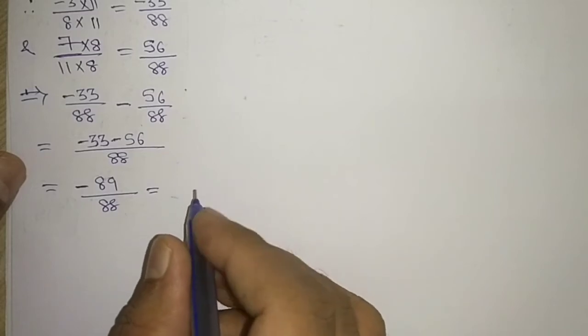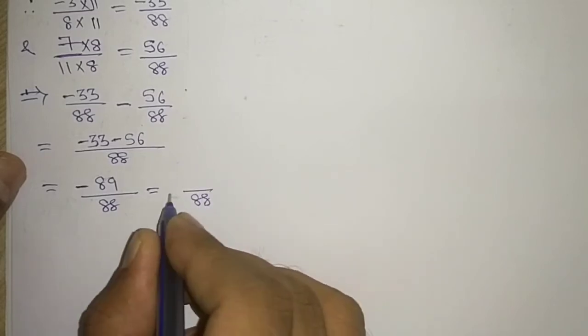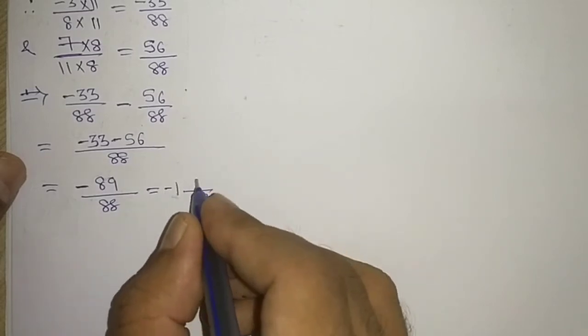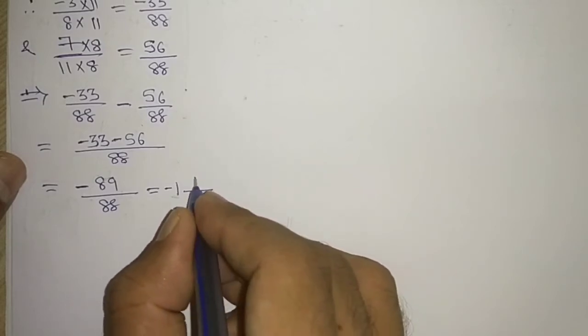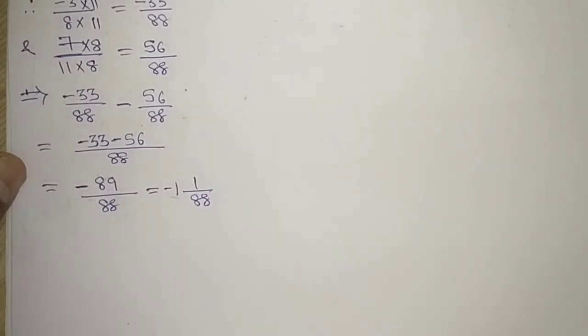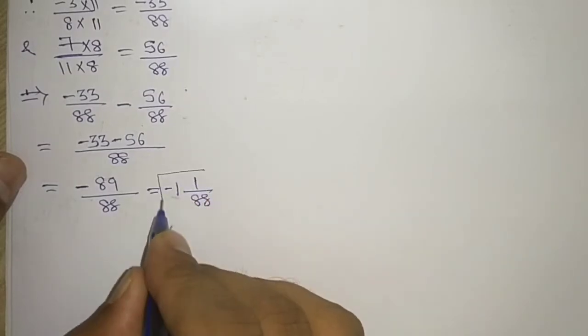Converting into a mixed fraction, we get 88 ones are 88 plus 1, that is minus 1 integer 1 by 88 will be our answer.